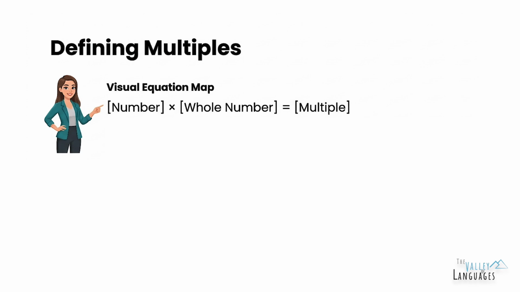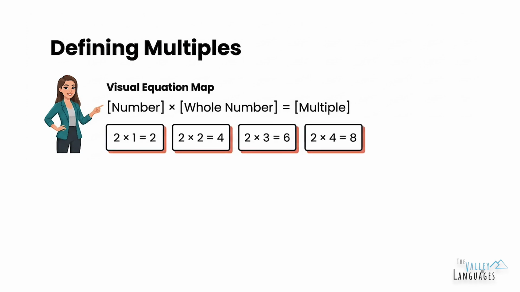For instance, 2 times 1 is 2. 2 times 2 is 4. 2 times 3 is 6. Those results, 2, 4, and 6, are all multiples of the number 2. It really is that straightforward.